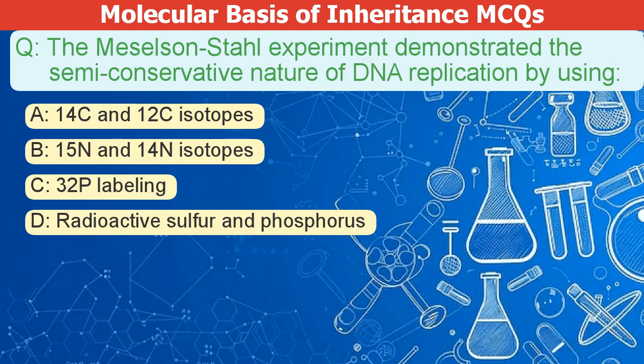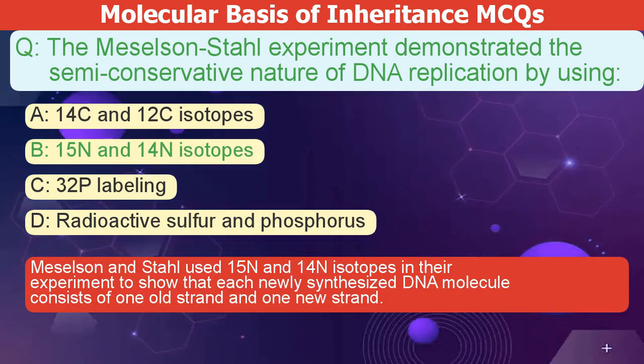The Meselson-Stahl experiment demonstrated the semi-conservative nature of DNA replication by using: A. 14C and 12C isotopes. B. 15N and 14N isotopes. C. 32P labeling. D. Radioactive sulfur and phosphorus. The correct answer is B. Meselson and Stahl used 15N and 14N isotopes in their experiment to show that each newly synthesized DNA molecule consists of one old strand and one new strand.